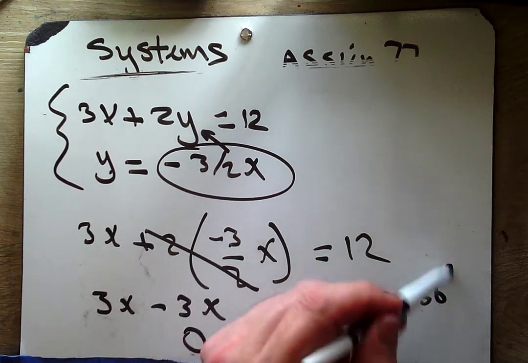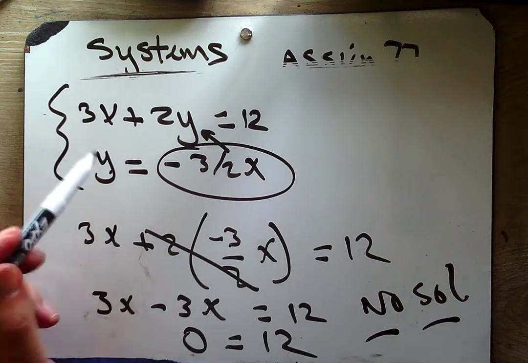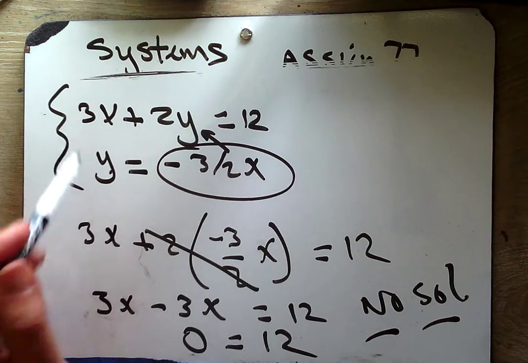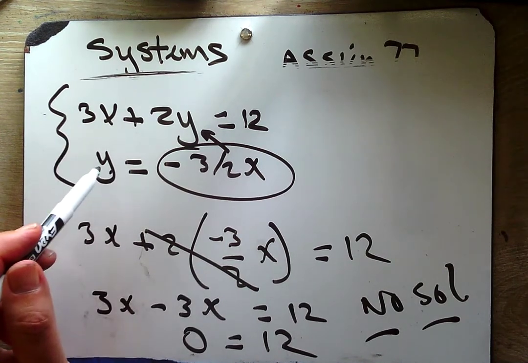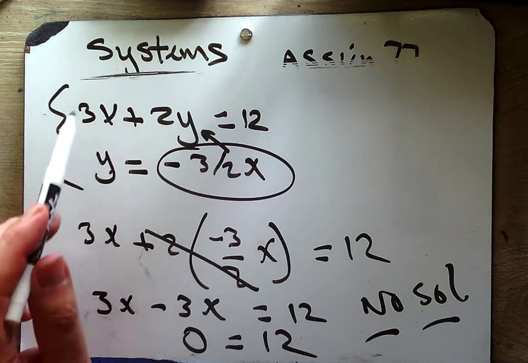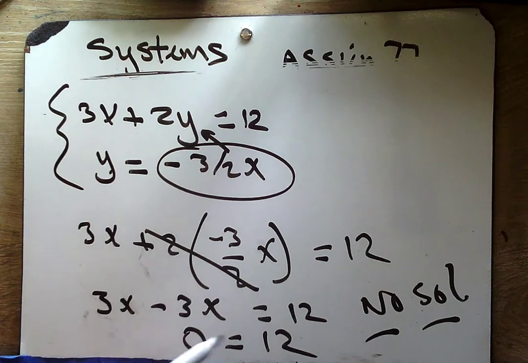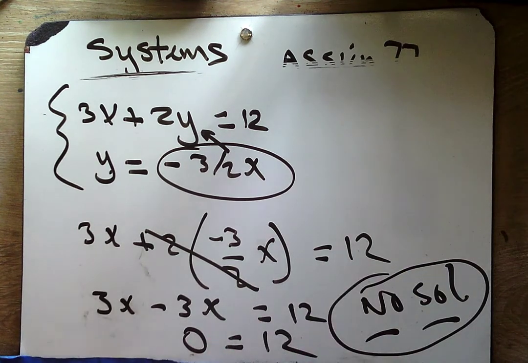Well, these numbers are not, in fact, equal to each other, and so what this means is there's no solution. And since these are linear equations, what we know is these lines have the same slope, but not the same y-intercept. They're parallel lines. Parallel lines will never intersect in the Euclidean universe.